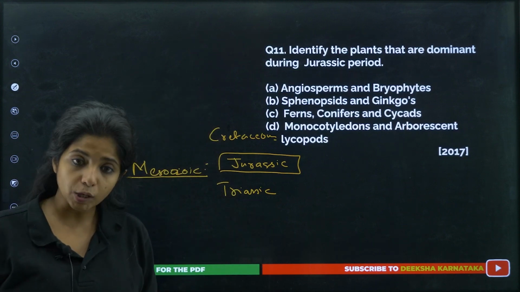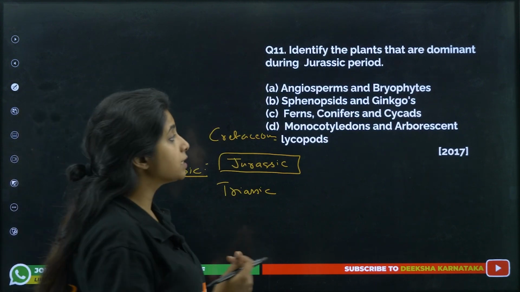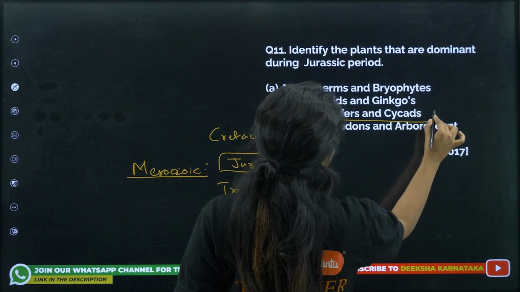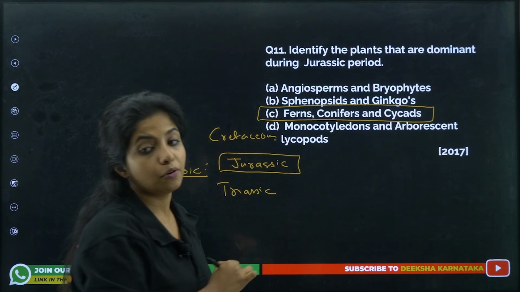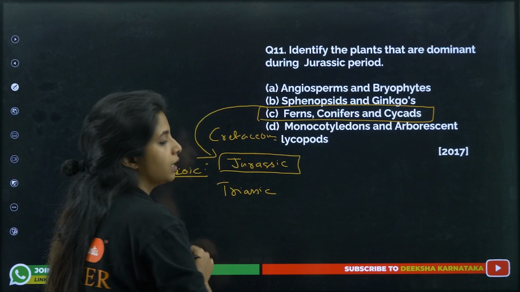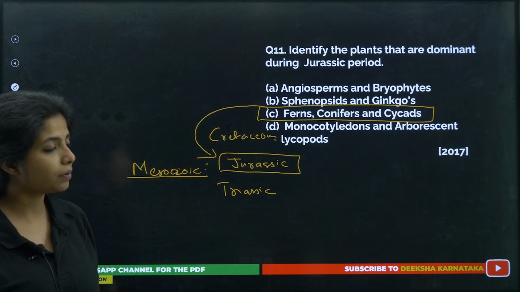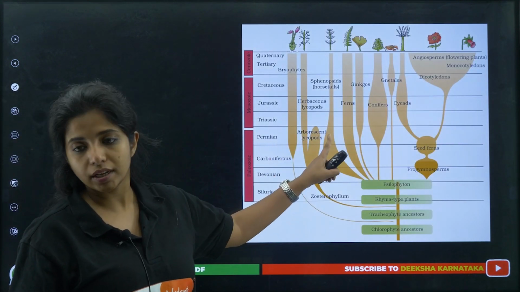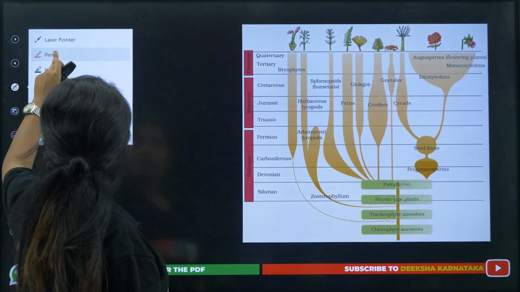Now at this point of time plants were also developing. Okay, and you had certain types of plants which are ferns, conifers and cycads. Ferns, conifers and cycads were very dominant during this particular stage. And how can I remember it? Children, there is a thing given in your NCERT which looks like this and you have to remember it.